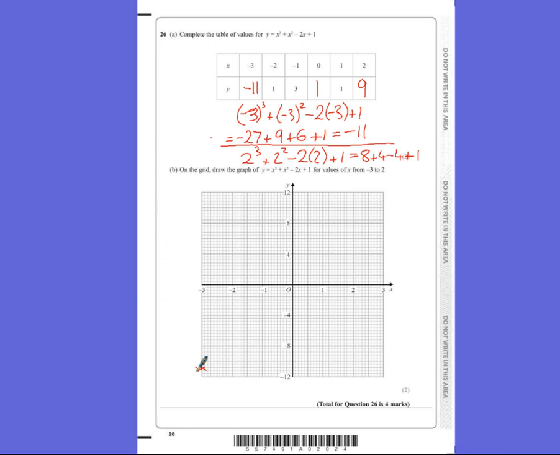The next one is at negative 2 and 1. So negative 2, and again 4, so 2 will be halfway, so 1 will be just there. Then we're at negative 1, 3. So x is negative 1 and 3. Again, halfway there will be 2, so halfway up again would be 3. Then we're at 0, 1. Then we're at 1, 1, which is going to be there. And then we are at 2 and 9. So halfway would be 10, so 9 would be just there. So join this up with a really nice smooth curve, like that.